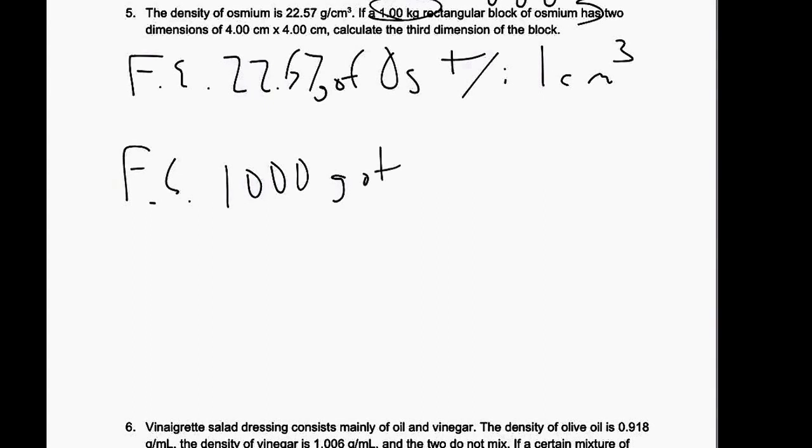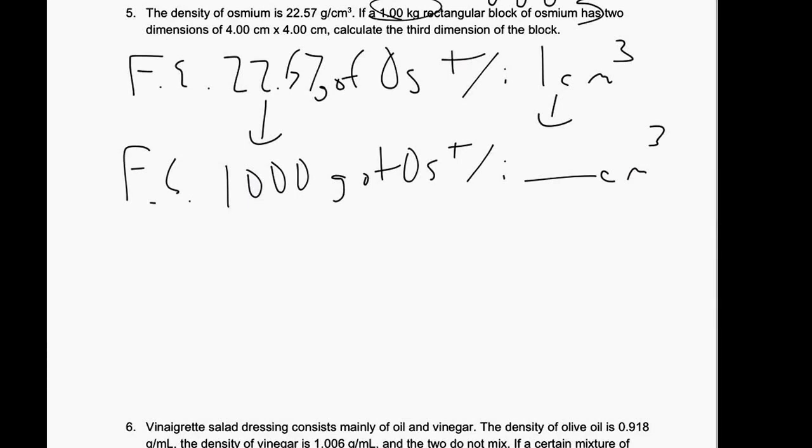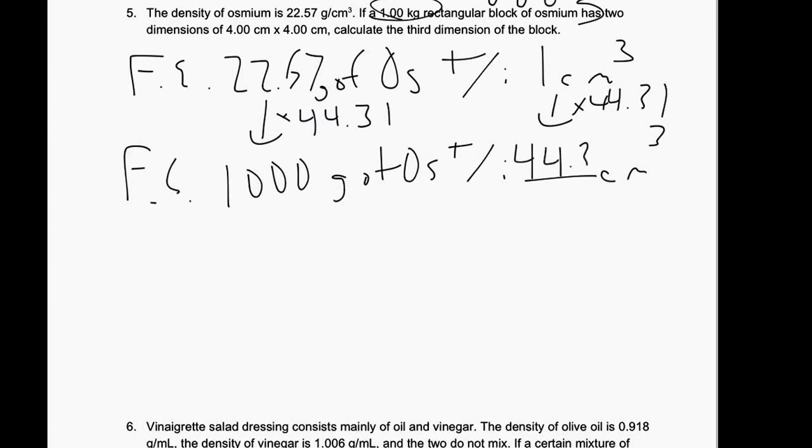Calculate the third dimension. Well, for every 1,000 grams of osmium, there is some number of centimeters cubed, right? So I can figure out the volume that 1,000 gram block takes up. So 1,000 divided by 22.57 gives 44.31. I'm not going to worry about rounding my answer right now because I don't need to.